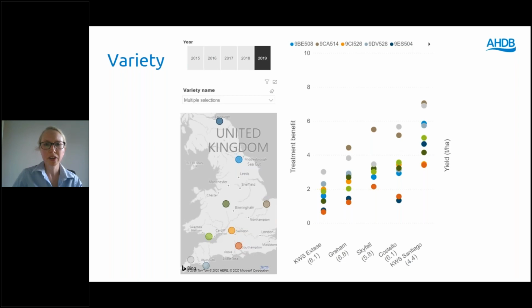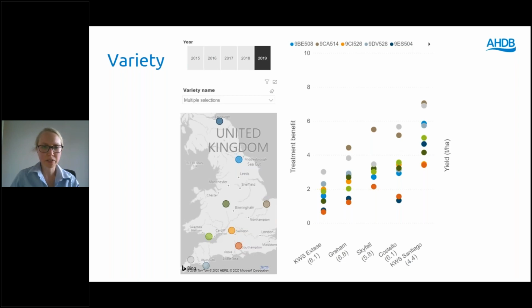And we can see across the varieties, the treatment benefit was generally smallest in the Hampshire and Edinburgh trials and biggest in Cornwall and Spalding. That probably reflects the high septoria pressure in Cornwall and the high rust pressure in Spalding. But the range of treatment benefits also varies across varieties. So KWS Dayz consistently has the smallest treatment benefit at every site, whilst Costello is a bit more variable across sites.